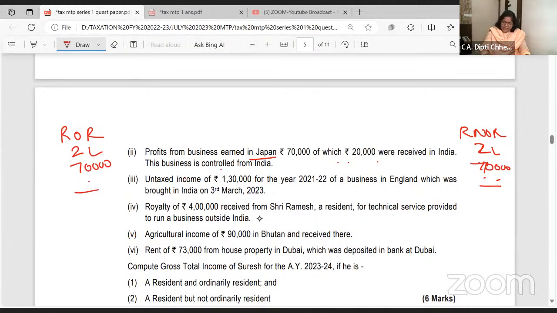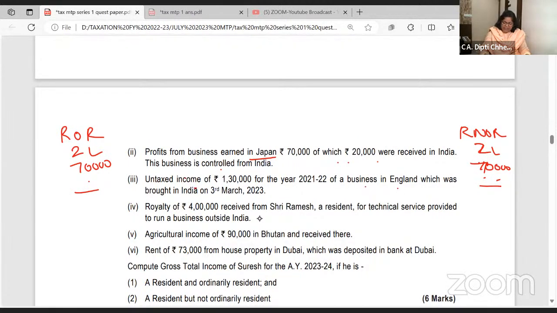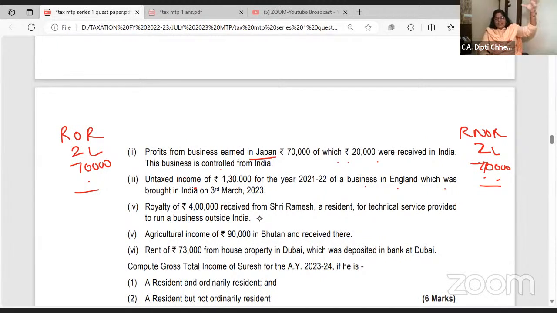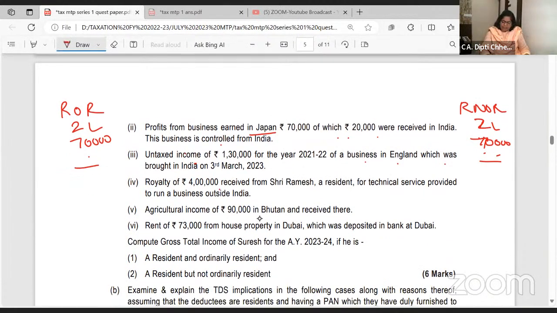Untaxed profit of business in England which is brought to India. Purana koi untaxed profit, India mein tax nahi pay kiya na, isliye untaxed. It's not taxable. Royalty of 4 lakh received from Mr.